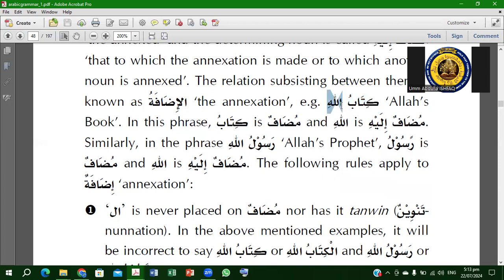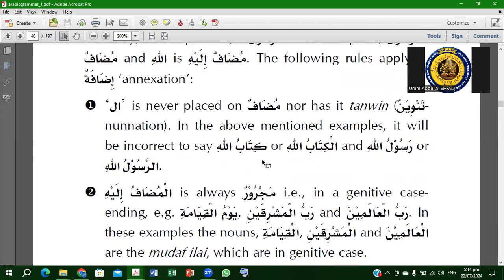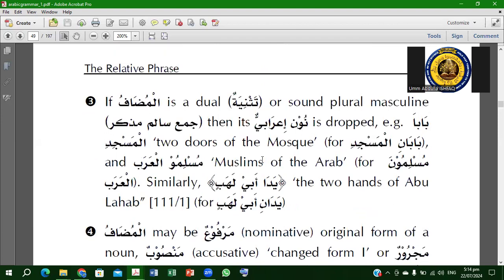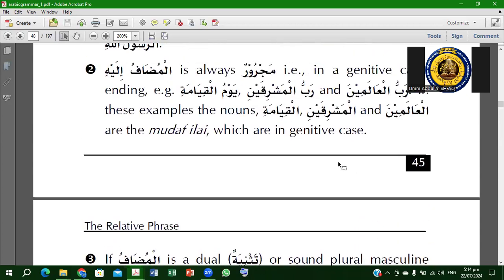That is the attribute of mudaf. And mudaf ilayhi can take alif lam. But it will always be in halate jar. So in singular, it will be with kasra. Kitabullahi, right? Allah is a singular noun, that's why it is showing with kasra. Mudaf ilayhi will always be in halate jar. Okay, so there are some other examples. Let me take you, for example, babul masjidi or yawmul qiyamati.